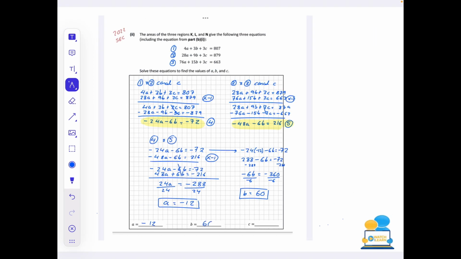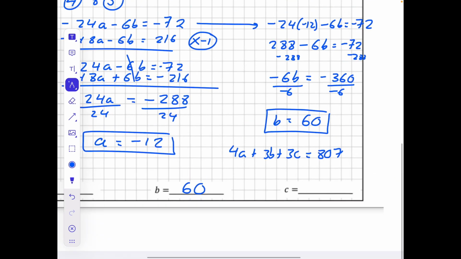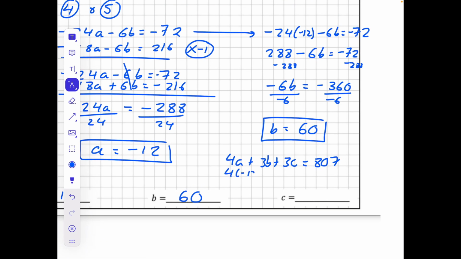That's answer number 2. And finally, we need to solve for c. I'm just going to take equation 1. You can take equation 1, 2 or 3, whichever you want, which says that 4a plus 3b plus 3c is equal to 807. We know what a is. We know a is minus 12. We know b is 60. We don't know what c is.